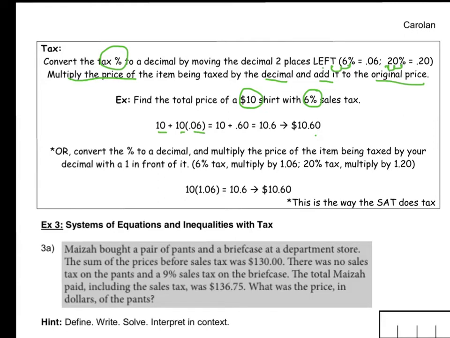The SAT does it in one-step tax calculations. So they still convert the percent to a decimal. You have to do that. But then they just take the price of your item and they multiply it by your decimal with a 1 in front of it. So if you have a 6% sales tax, you're going to multiply your item by 1.06. Or if you have a 20% tax, it'll be multiplied by 1.20. So we have a $10 shirt, multiply it by 1.06, and we're already done. We have the answer, $10.60.